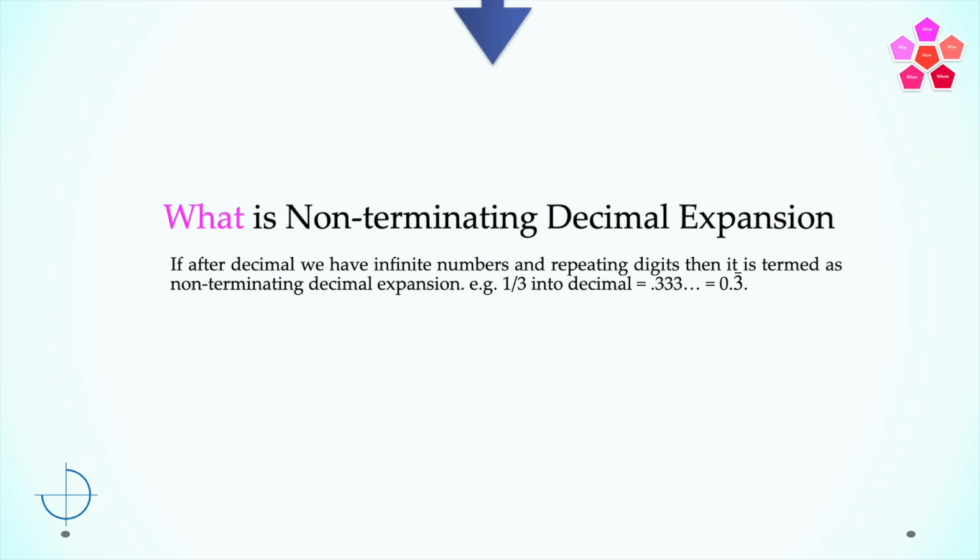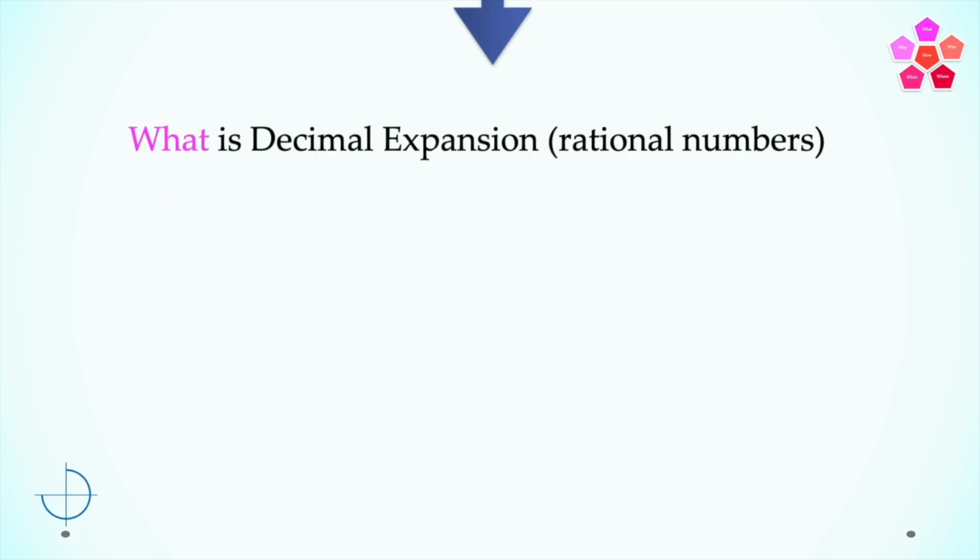Decimal expansion of rational numbers follows a pattern. If we are able to realize this pattern, then it will help us look at a fraction and decide if it is terminating or non-terminating repeating. So what is the decimal expansion pattern for rational numbers? Let's see the case of rational numbers.